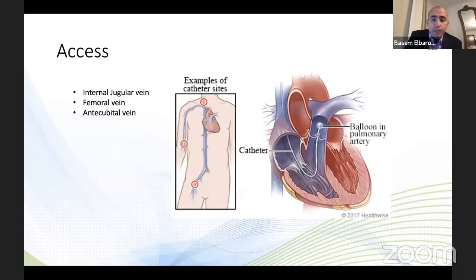So how do we do a right heart cath? It uses the venous circulation. The access could be from the internal jugular, a central line, usually using ultrasound, or it could be from the femoral vein or from the antecubital vein. And this is my preferred method at this point. Usually you need a 7 French sheath to use the Swan-Ganz catheter.